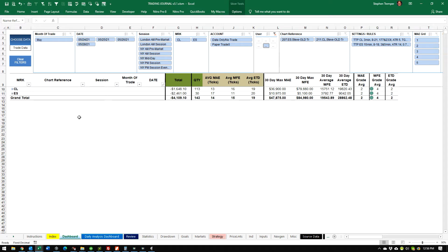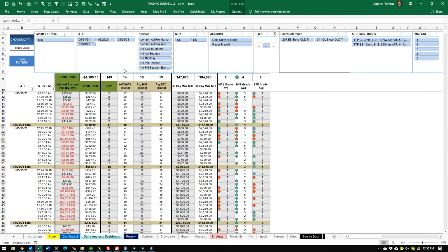But let me just go through it. This is just a quick snapshot of the two charts that I'm running, the 4 days, and we could break it down individually. Here's a dashboard of it, the same thing. This is just a daily analysis dashboard. This shows you that this is set up for chronological order, so if you're trading multiple charts.